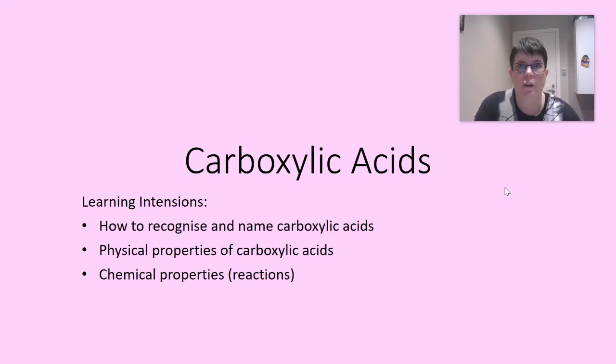In an earlier video, we found out that primary alcohols can be oxidized to form carboxylic acids. That's because the hydroxyl group of primary alcohols is at the end of the hydrocarbon chain. So we're going to look at how to recognize and name carboxylic acids, the physical properties of carboxylic acids, and we're also going to look at the chemical properties or the chemical reactions of carboxylic acids.